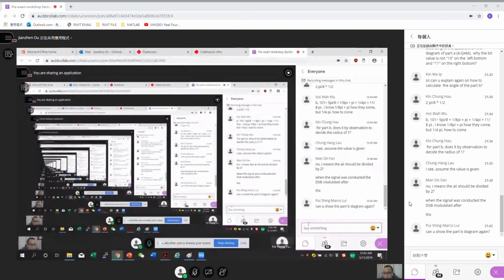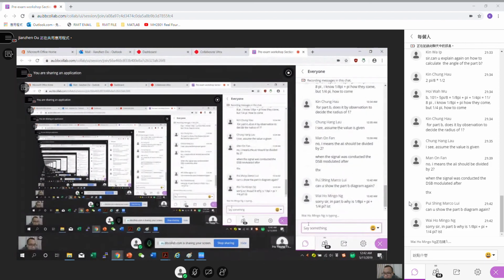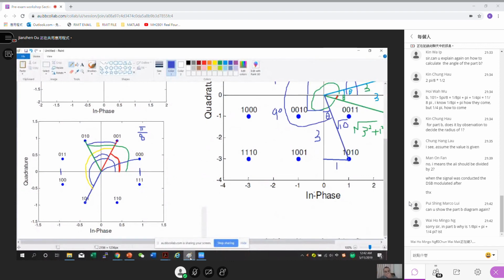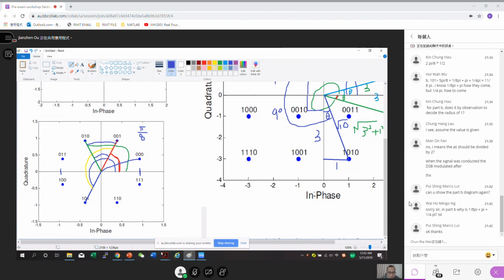Okay. Can you show the phasor diagram again? Oh, okay. Just wait. It's a bit messy, isn't it? Okay, so this is the diagram. Okay, I've stopped this one for a few seconds. Then I will answer another question.